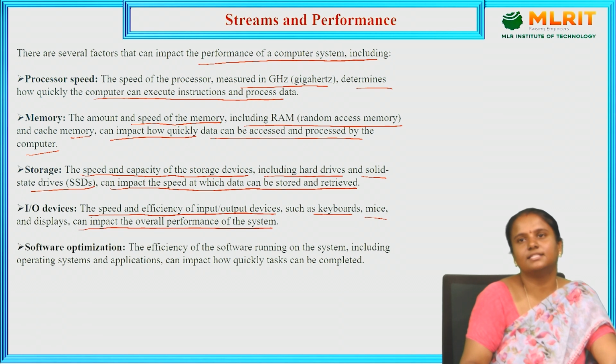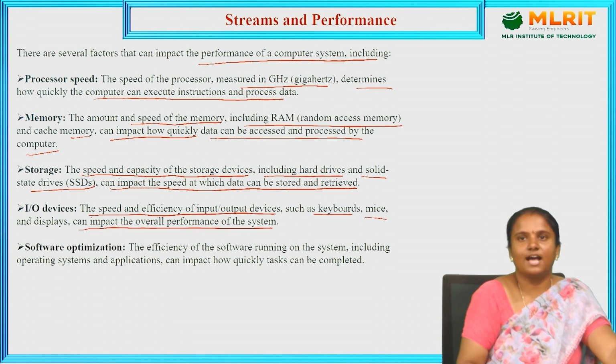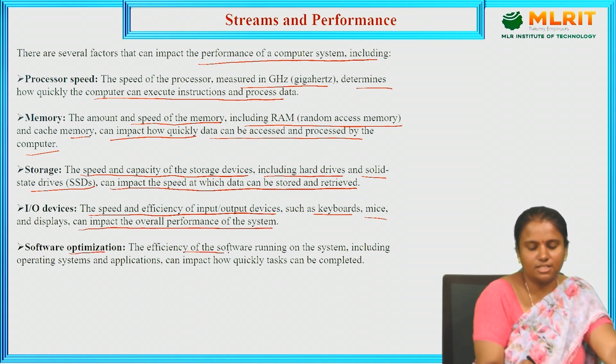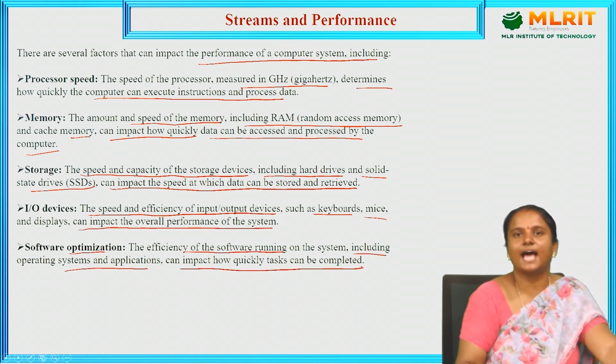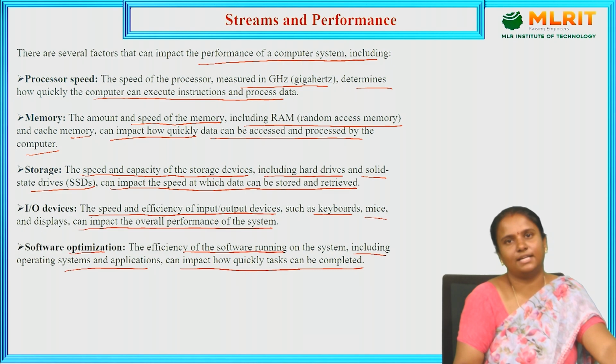So it may increase the speed and efficiency of input-output devices such as keyboard, mic, and displays. So this improves the performance of the system. Next, what do you mean by software optimization? The efficiency of the software running on the system, including operating system and applications, can impact how quickly tasks can be completed. Based on the software, you can complete your task.